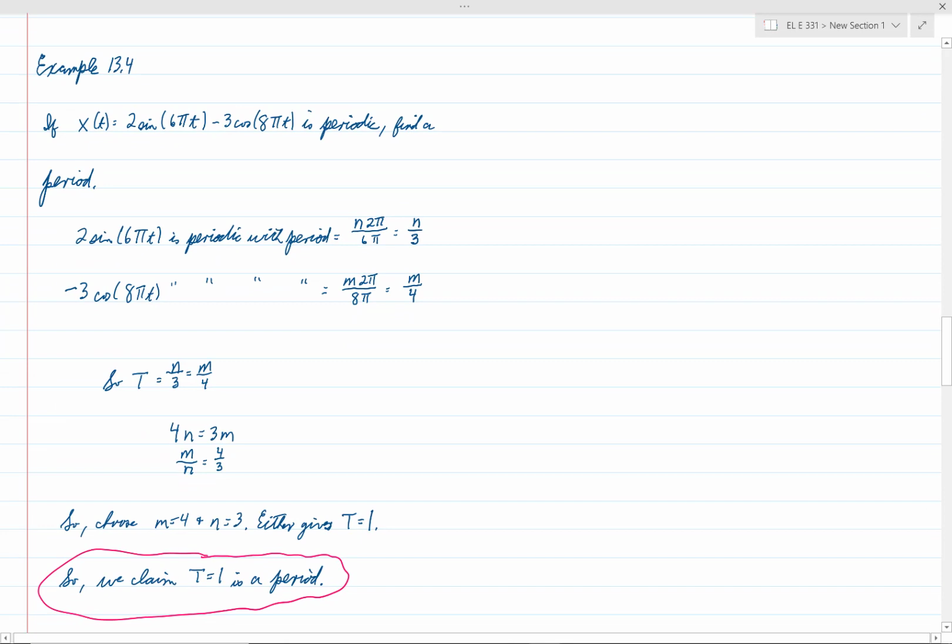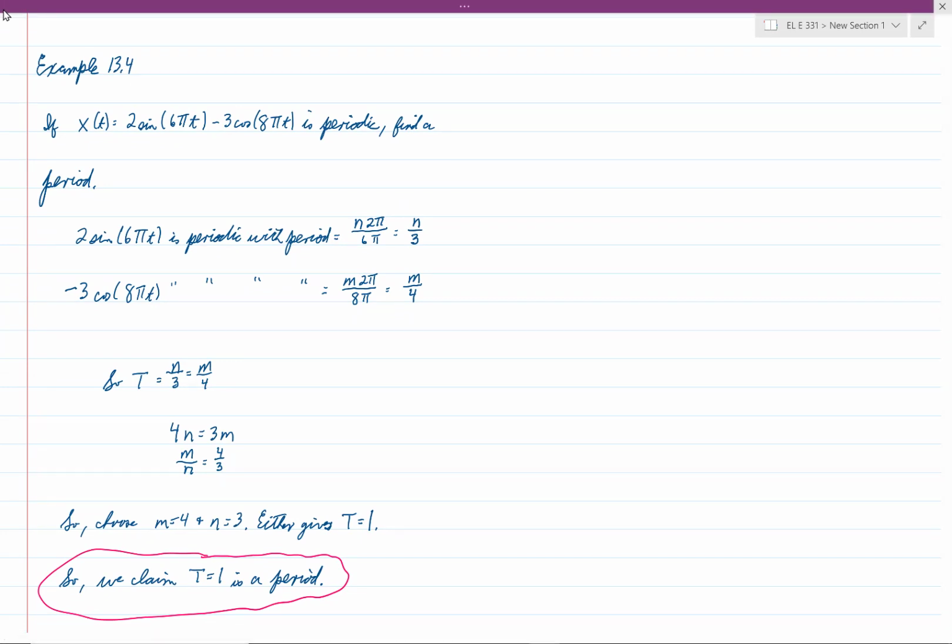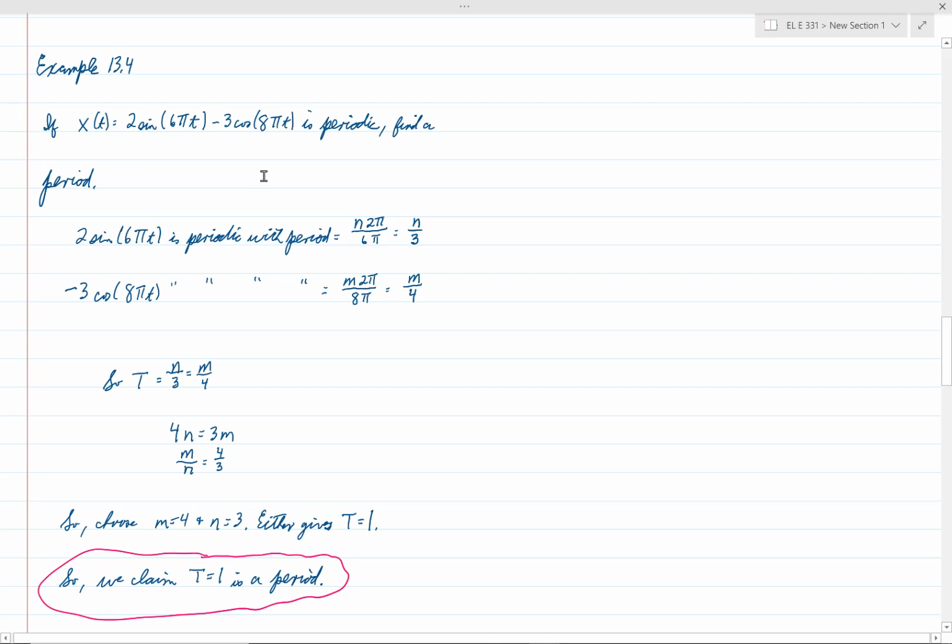Now let's look at example 13.4. We did a few problems like that. We're shifting gears here, but we did a couple of problems like this before, and I just want to refresh these in your mind. Suppose that x of t is equal to 2 sine of 6 pi t minus 3 cosine of 8 pi t.